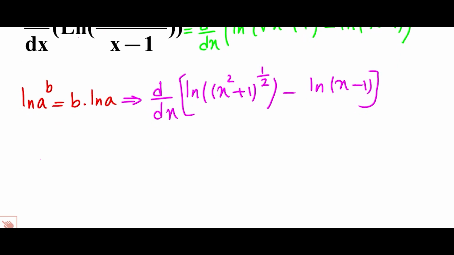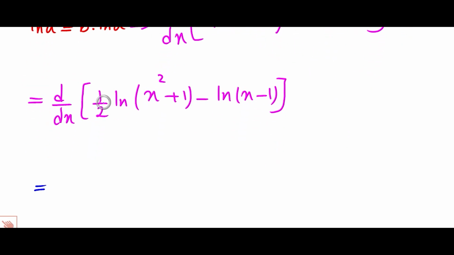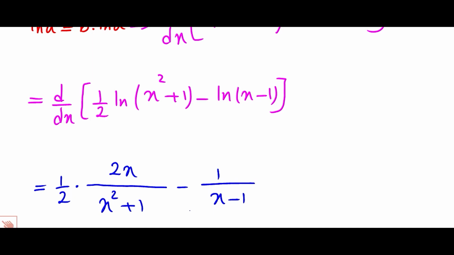Okay, so we have the derivative of 1/2 times ln of x squared plus 1 minus ln of x minus 1. And finally, we have 1/2, and we know that the derivative of ln of x squared plus 1 is equal to 2x over x squared plus 1, minus the derivative of ln of x minus 1, which is equal to 1 over x minus 1.